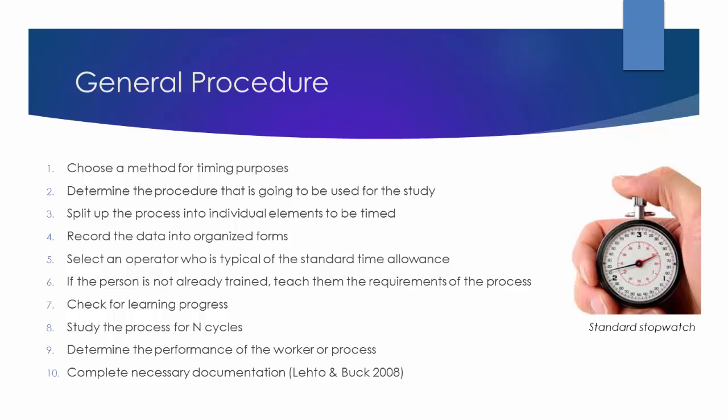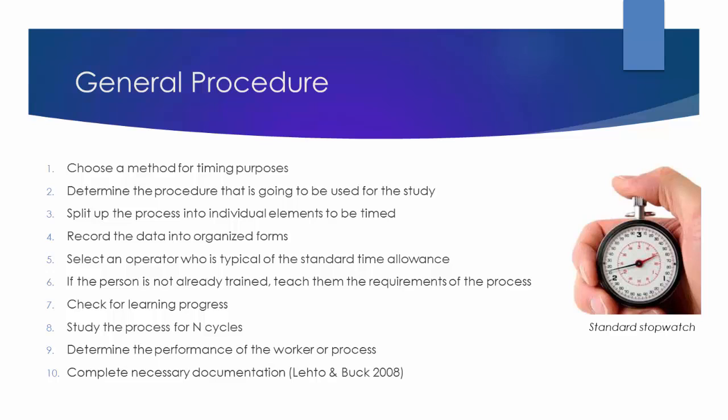And once you do that, you can record the data into organized forms. And this just helps to understand how long each part of the process is taking, and just to have a good visual representation of what's going on. And then select an operator who is typical of the standard time allowance, which means that you want somebody who is on average the average worker, not somebody who's slow, not someone who's very fast, but someone who just does things at a normal pace.